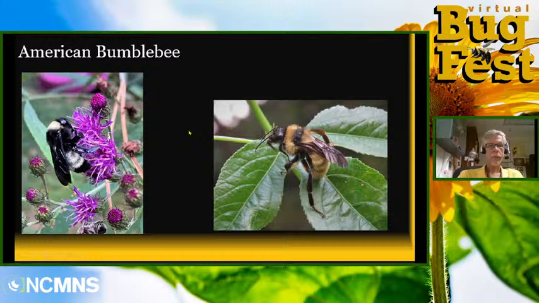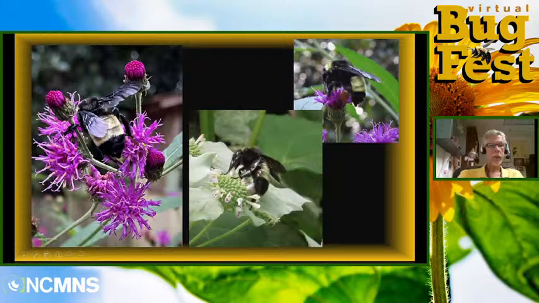And here's a few more examples. Again, New York ironweed is really attractive to a lot of pollinators. And here's a mountain mint. You'll see the mountain mint in the background of a lot of the photos I have. It's a real magnet.